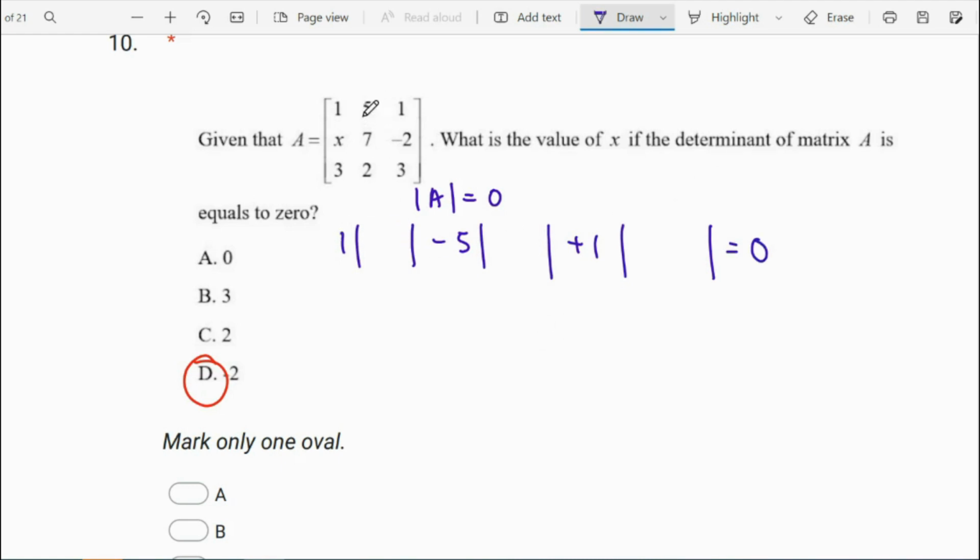Okay, element. Positive, negative, positive. So element. Then this is your minor. So what's your minor here? This is minor 1, 1. So here is 7, negative 2, 2, 3. So you can do it very fast.